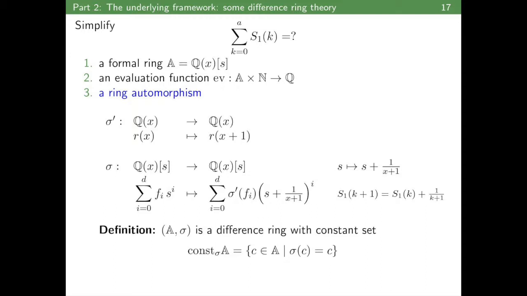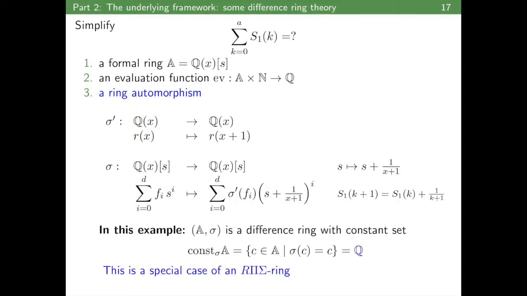And in addition, what we need later is the set of constants. These are all elements which are kept invariant with respect to the automorphism. Okay? And in our concrete example, the set of constants are just the rational numbers. So whenever you have an element from our ring, and sigma of the element equals the element, then the element cannot depend on h, on s, and it cannot depend on x. It must be a rational number. Okay? This is of course a strong property, and this is good to know. If you know the constants, then you know a lot. Okay. And this is a special case of an r pi sigma ring. I will tell you later a bit more.